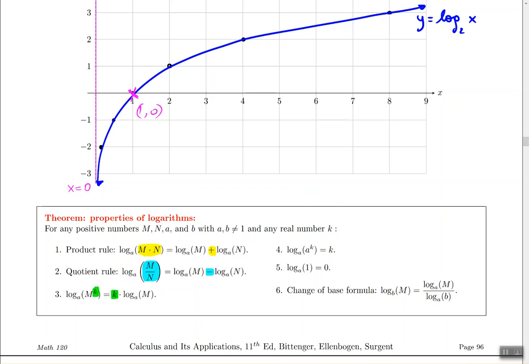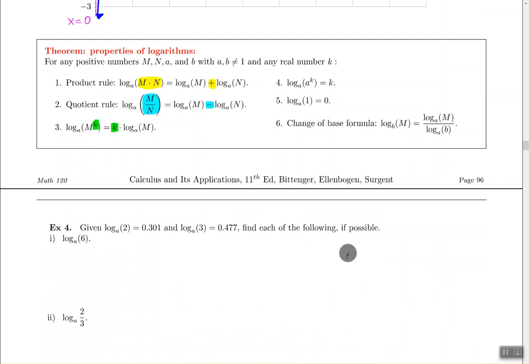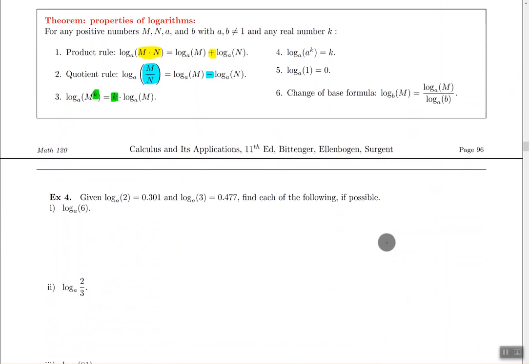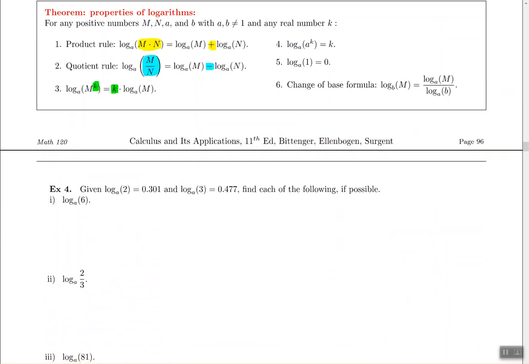So take a minute to write these down and memorize them, because we will use them on the next page. I'm going to pause the video for a second, so take a look, memorize them, write them down, and let's start with example 4. Let's take a look at how we can use those rules above. They have told us that log base a of 2 is equal to 0.301 and log base a of 3 is 0.477, and they want us to find each of the following.